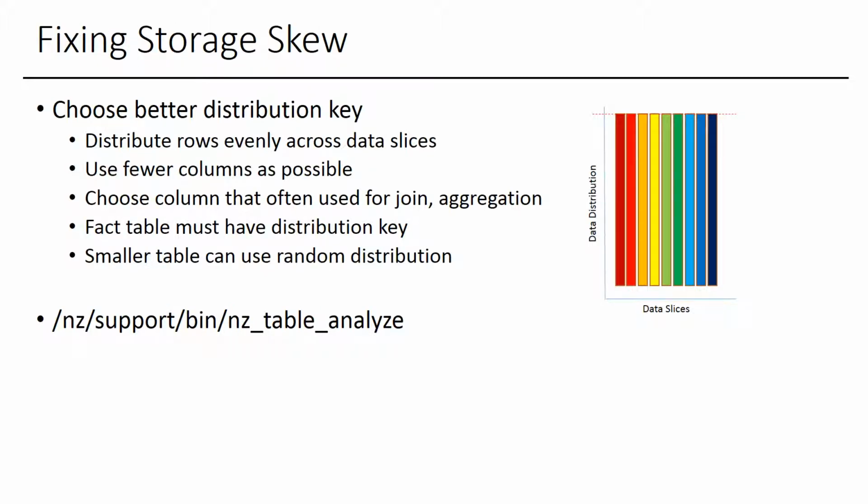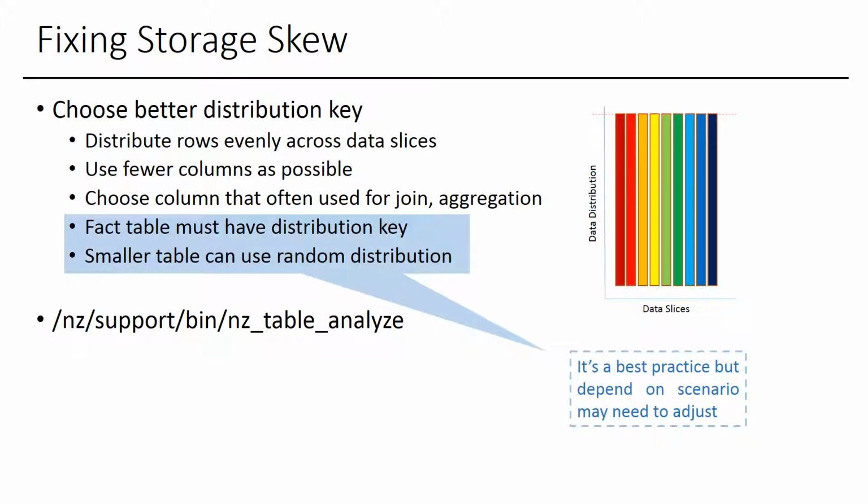Here is a list of things that can help you to fix storage skew issues. Improper data distribution is the main reason for storage skew. So when you are selecting a distribution key, consider a column that distributes rows evenly across all data slices. Choose as few columns as possible. Even when the system allows you to select up to 4 columns as the distribution key, it is better to pick just one. Combining a few columns together makes sense only if we join on all of them.